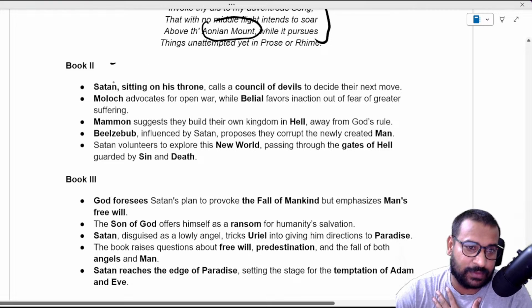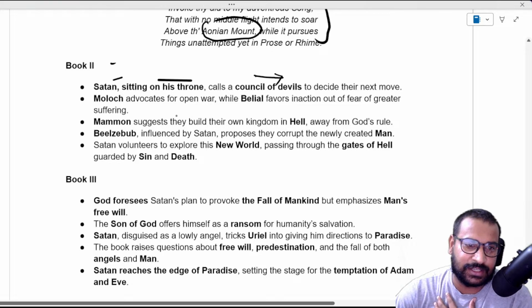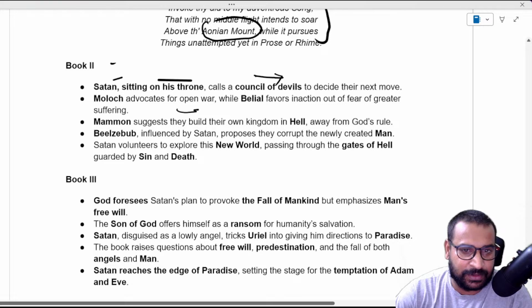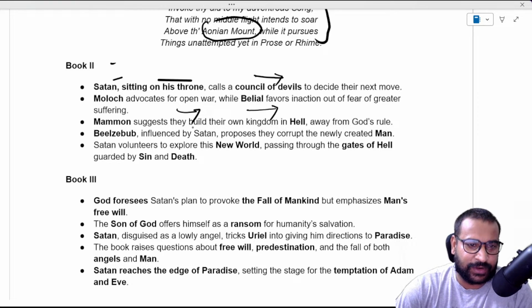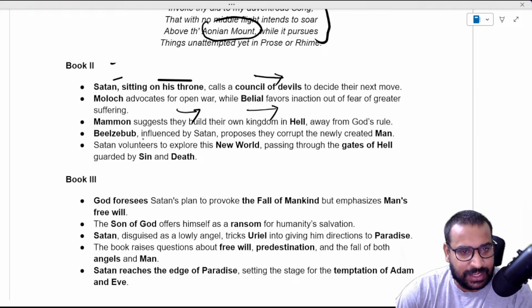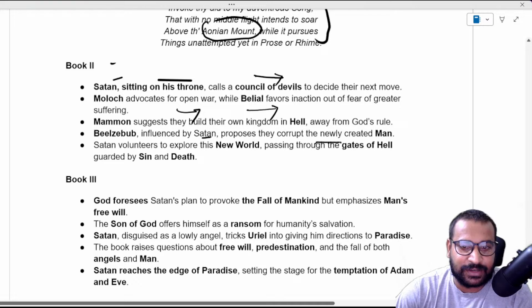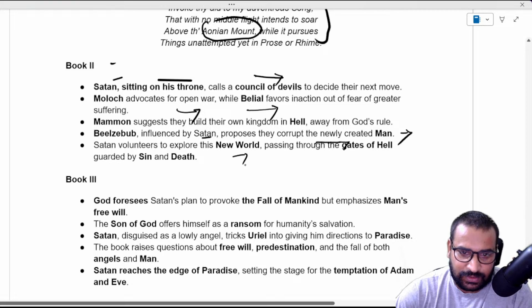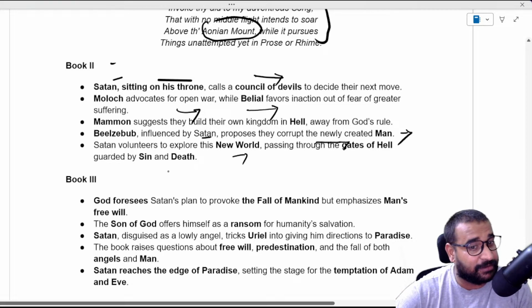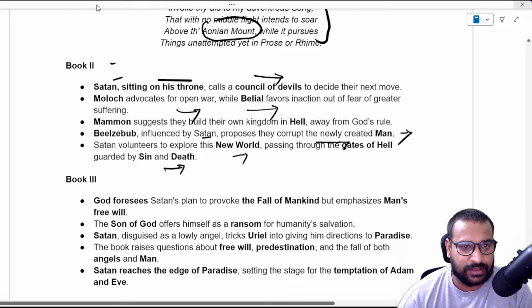What happens in book 2? As you know, Satan, sitting on his throne, calls a council to decide their next move. Moloch advocates for open war while Belial favors inaction out of fear of greater suffering. So they are just deciding what to do. And there is Satan sitting on his throne, asking all these councils what should be done. Then Beelzebub, influenced by Satan, proposes they corrupt a newly created world. Satan volunteers to explore the new world, passing through the gates of hell, guarded by Sin and Death. That happens in book 2.